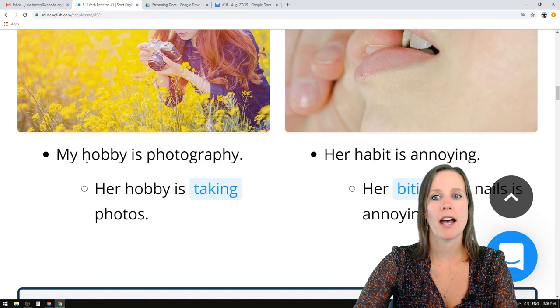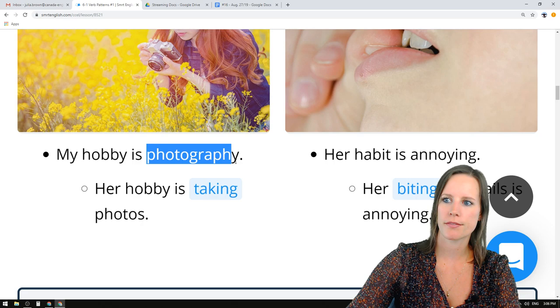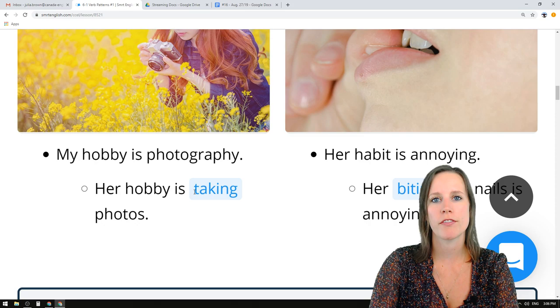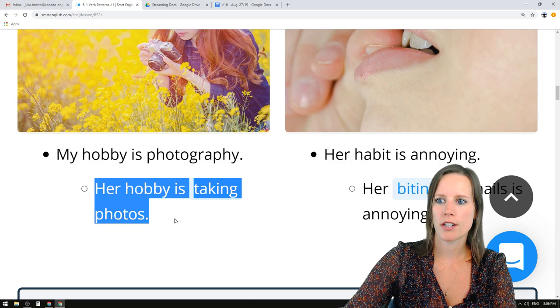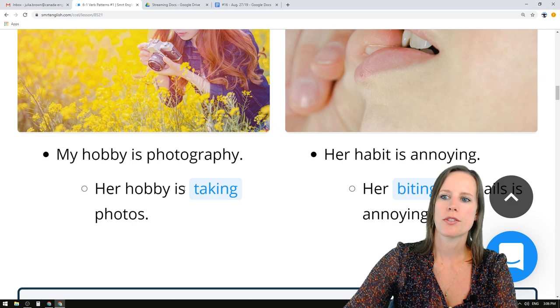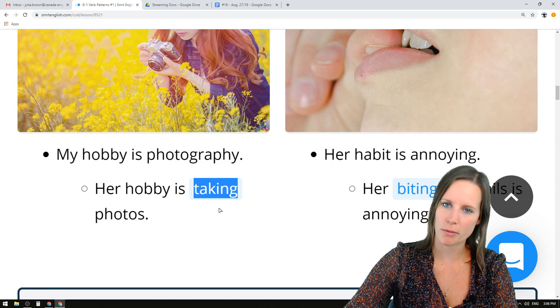Here we have, my hobby is photography. Okay, so you have a regular noun. Gerunds can also be complements of the verb to be. Okay, it's very important to know that this is not present continuous. This is a gerund. So here, her hobby is taking photos. Okay, so we have our be verb as our main verb, and we have a gerund as a complement of that.